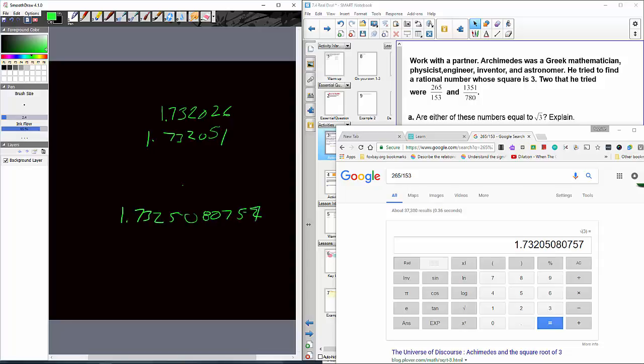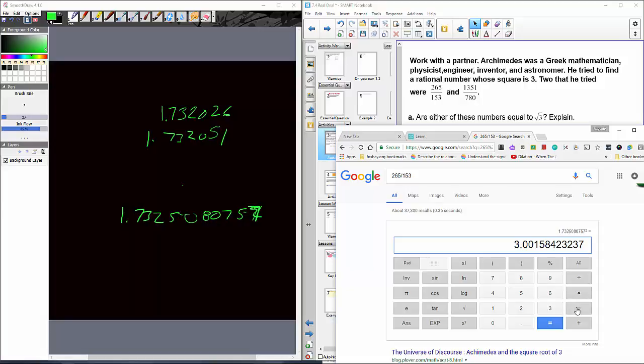1.7325080757. Well, that's what shows up on the calculator, right? But if I plug this number back in, 1.7325080757, and I square this, I don't get exactly 3. I get a little bit either over or under. The reason why is because your calculator can only go out so many places, and then at the last digit it truncates, meaning it rounds up or down. And this is where things are problematic.